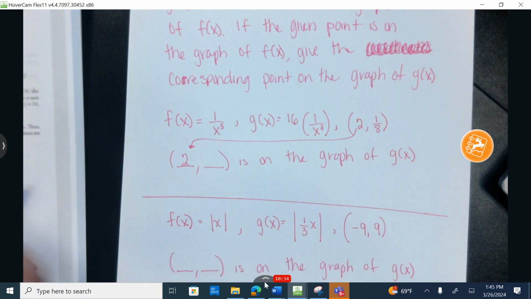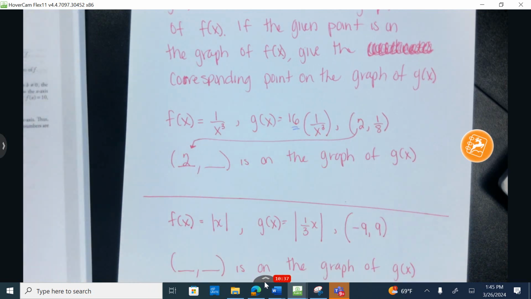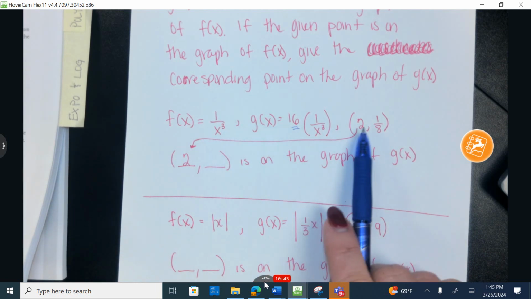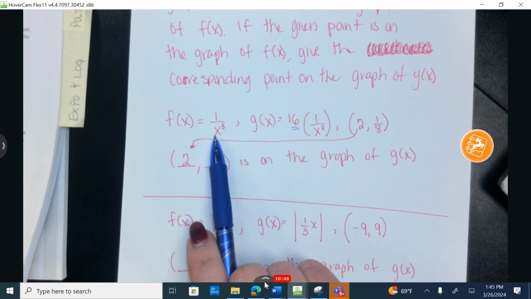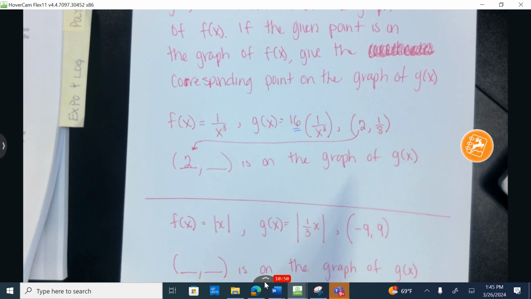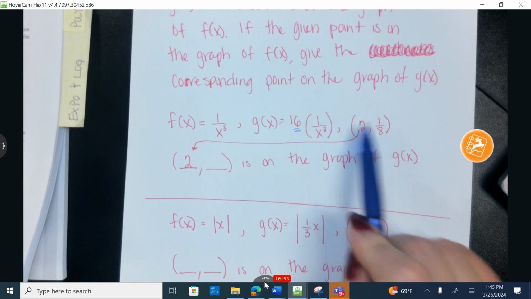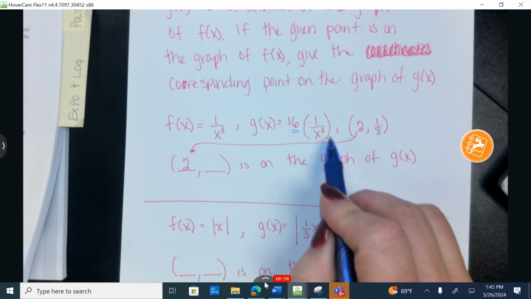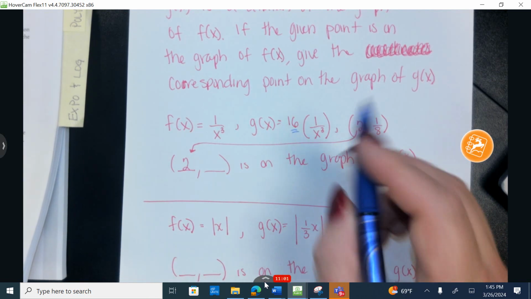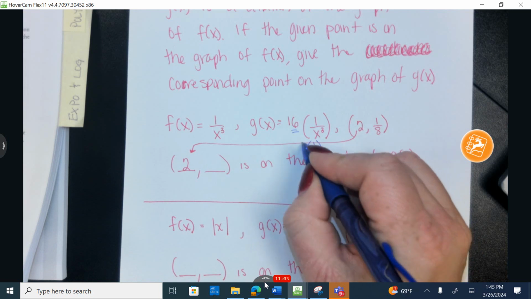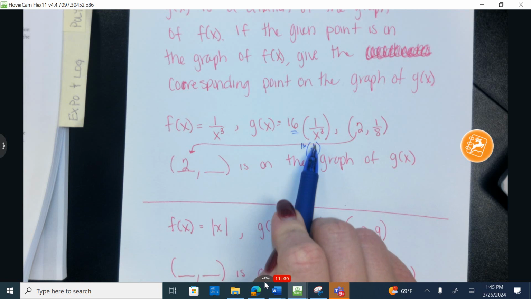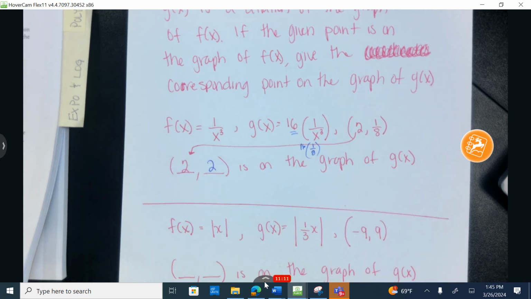Okay, so for this particular problem, notice that the change here is that we have the 16 now out front. The 16 is that vertical factor, that vertical stretch. So when I plug in a 2 to the third, 2 times 2 times 2 is 8. 1 over 8 is going to be the output. Input 2, output 1/8 for f of x. Then let's do the same for g of x. So I have a 2. 2 to the third, 2 times 2 times 2 again is 8, so 1 over 8. But this time we have a 16 out front. So on the graph of g of x, 16 times 1 is 16, and 16 divided by 8 is 2.